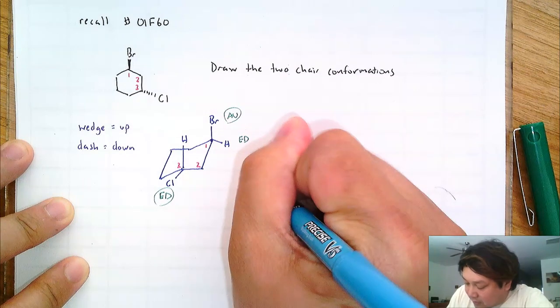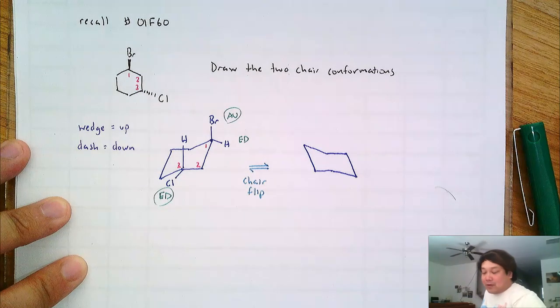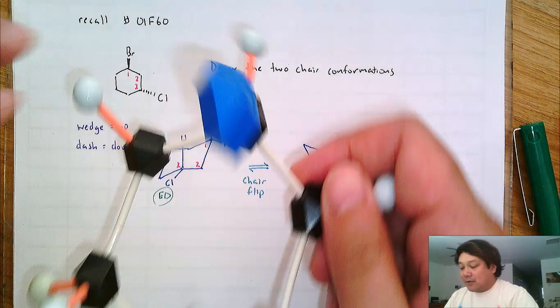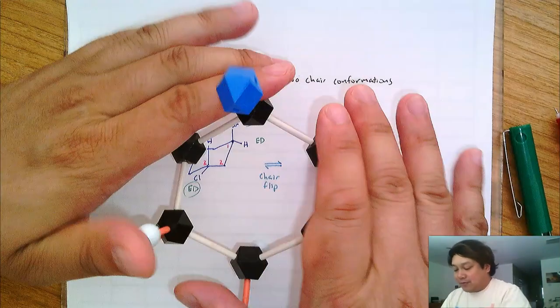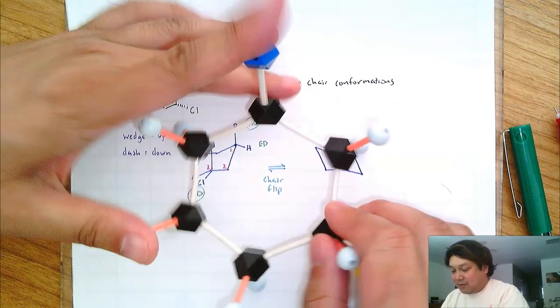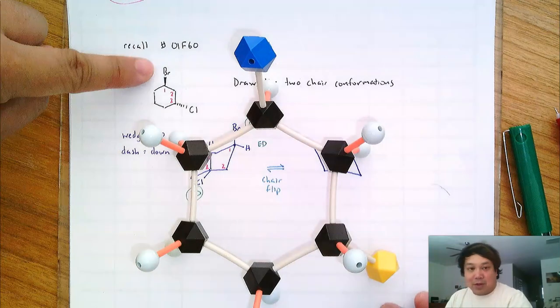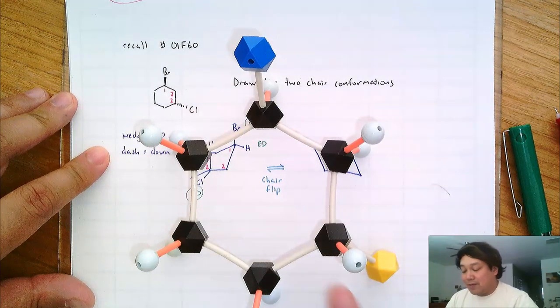Chair flip. To do this ring conversion, literally, you take your molecule. Okay, so let me start out from the flat version first, from scratch. A little bit difficult. Okay, so there's flat. See that bromine, blue? That's the wedge. Chlorine here, I made it yellow, so it stands out away from us.